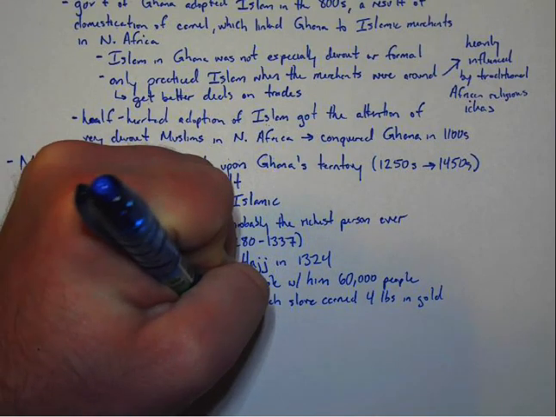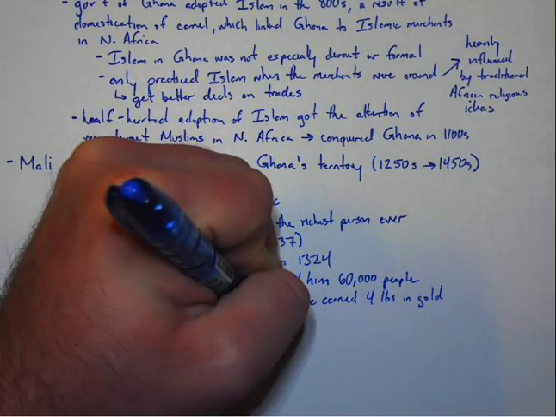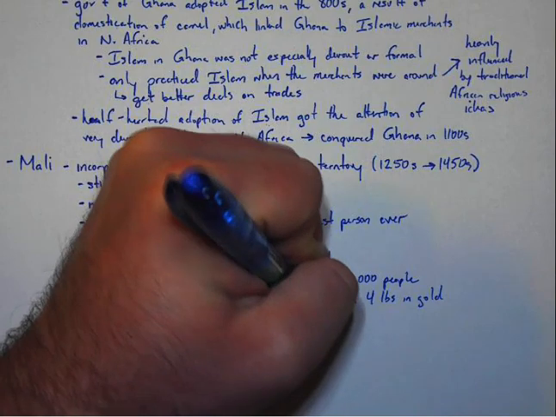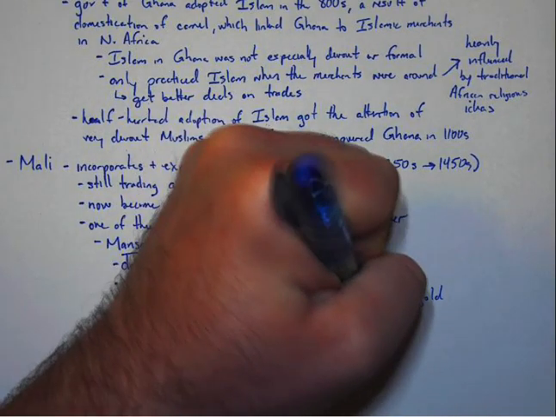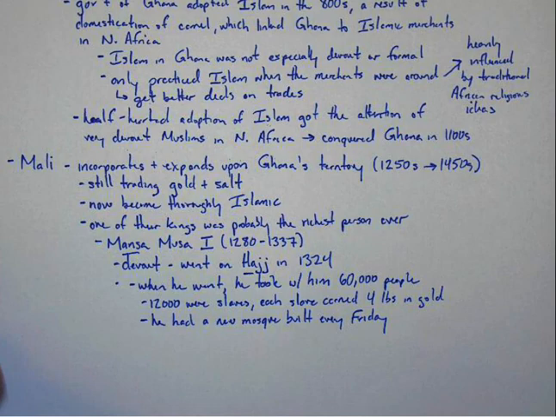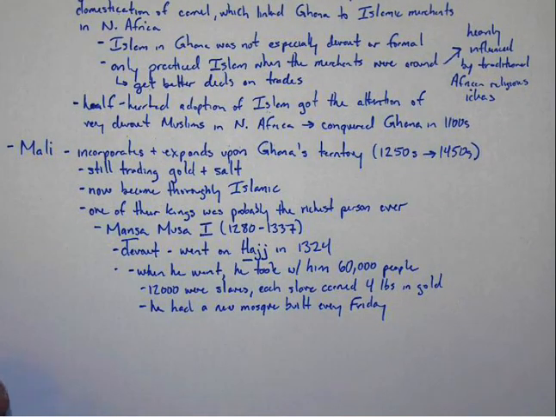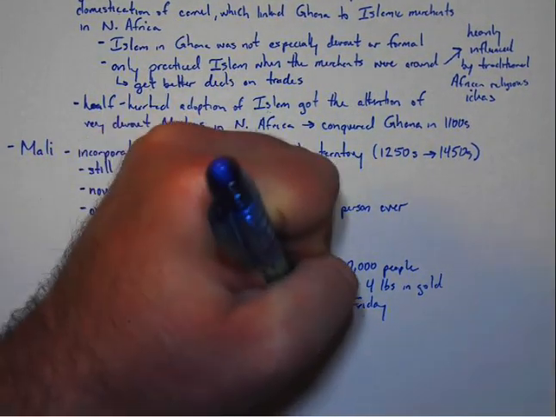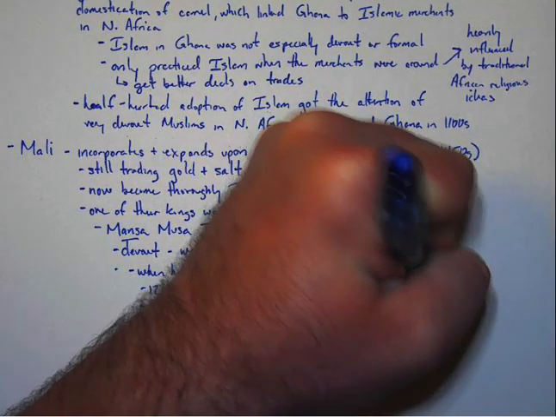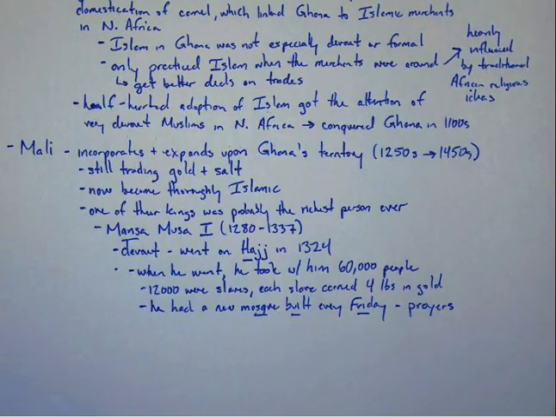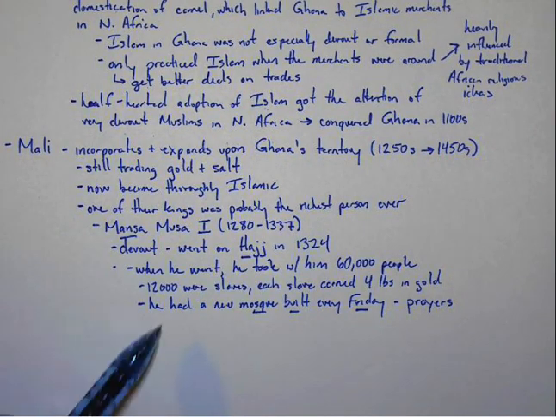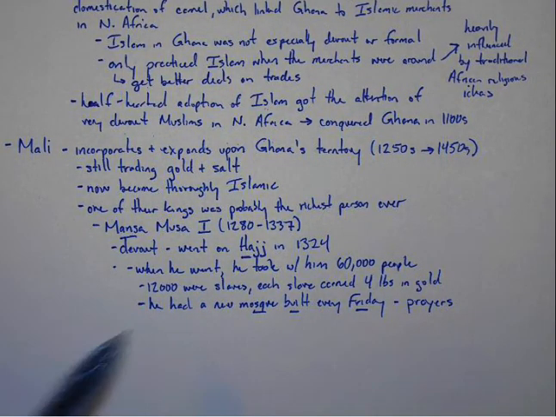He had a new mosque built every Friday. So he sent people ahead of him so that they could have this mosque built for him every Friday so he could do his weekly prayers. And you can actually kind of chart his journey because some of those mosques still exist. You could follow his journey to Mecca if you looked to see where the mosques were.